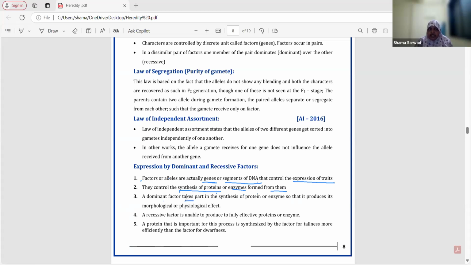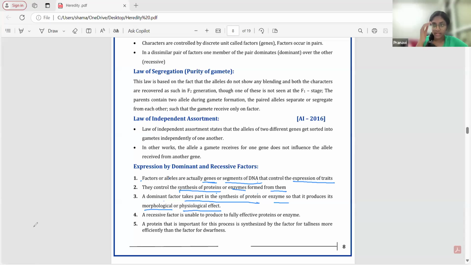The dominant factor takes part in the synthesis of a protein or an enzyme so that it produces its morphological or physiological effect. Ma'am, my question is basically about the dominant and recessive, right?